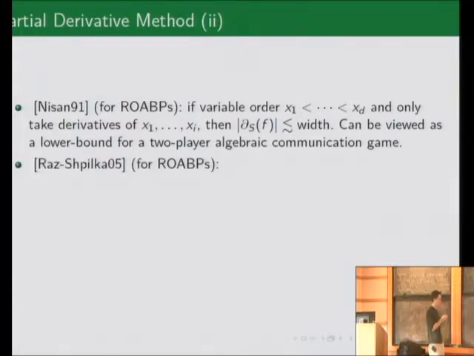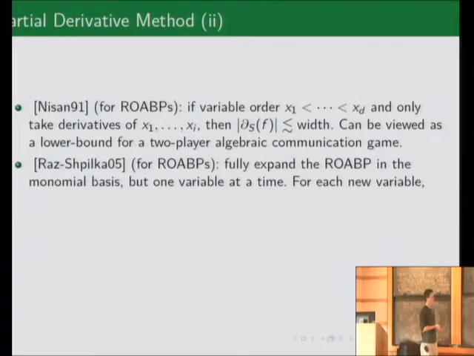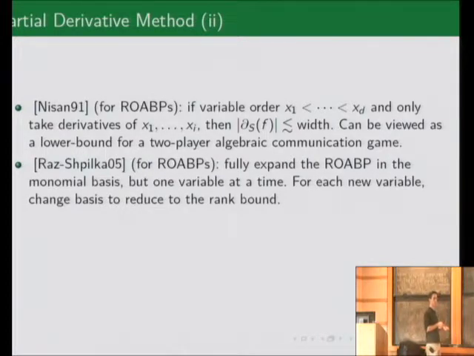Okay. And what Ron and Amir did is they said, we're going to use this as follows. Suppose you fully expanded the ABP in the monomial basis. Obviously, that would be exponentially many monomials. But let's do it one variable at a time. So you have x1 and x2, and you expand all of the x1, x2 terms all the way on the left, because you're reading in variable order. Then when you add a new variable to this expansion, you can change bases to reduce back to this rank bound. In the sense that if you did this expansion fully, you get exponentially many terms, but you expand and then change basis into a much smaller space.